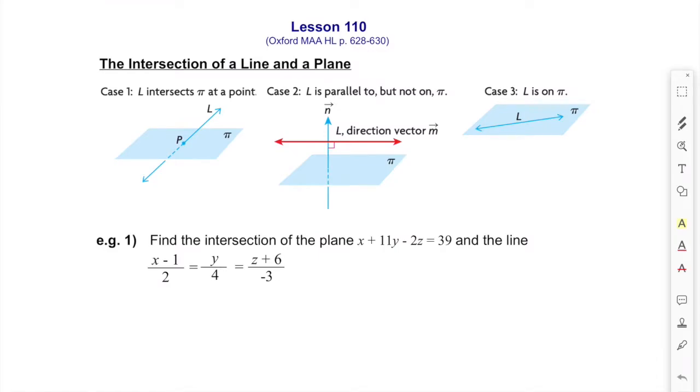Lesson 110, the intersection of a line and a plane. So in this lesson, we're going to focus on how a line can intersect with a plane. So think of you have a piece of paper, maybe, and then your pen. How can you arrange two things, and what kind of configurations can you come up with, right?